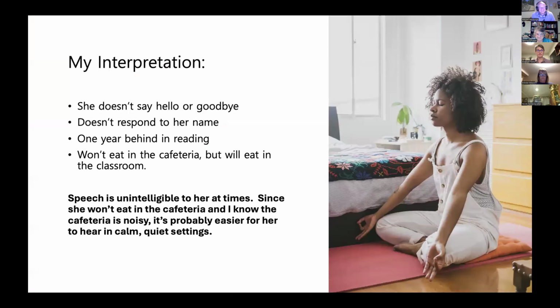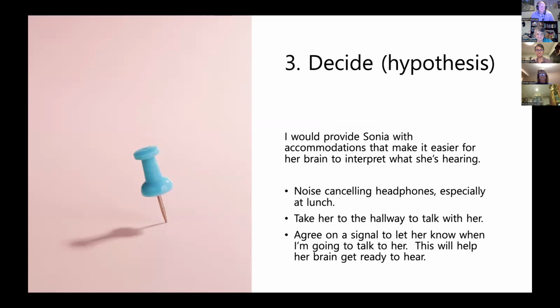So then also in the orient step, you have to understand what those things are telling you. My interpretation of Sonia is that speech is unintelligible to her at times, and she won't eat in the cafeteria. Because I know the cafeteria is noisy, that's probably because it's just overwhelming. She can't process that much sensory information in the cafeteria, but in the classroom, it's quieter. So I know it's probably easier for her to function in calm, quiet settings.